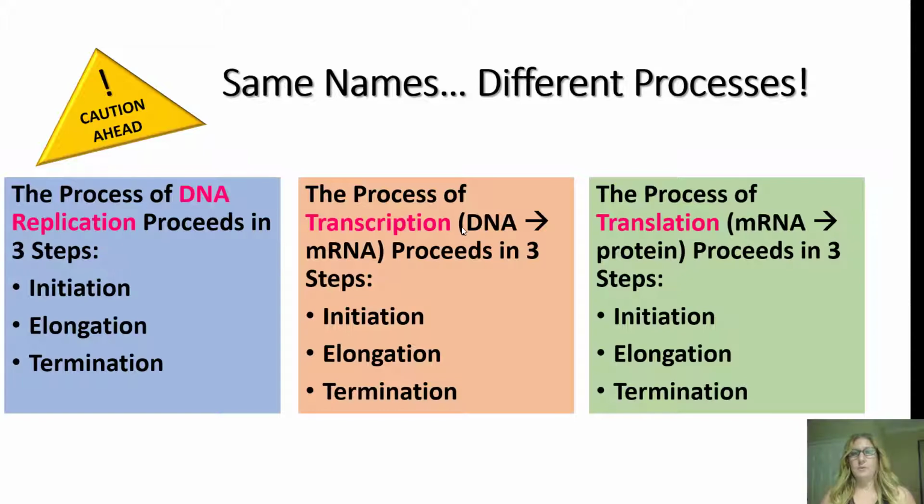Okay, a word of caution before we go ahead. We're going to use some of the same terminology for different processes. So I'm going to go very briefly over DNA replication, transcription, and translation. All three of these different processes have the same names for the same 3 steps. So each of these has an initiation step, an elongation step, and a termination step. I'll try to make sure that I keep that straight for you, but I also wanted you to be aware of that so you can keep track and hopefully not get confused by the repetition of terminology.